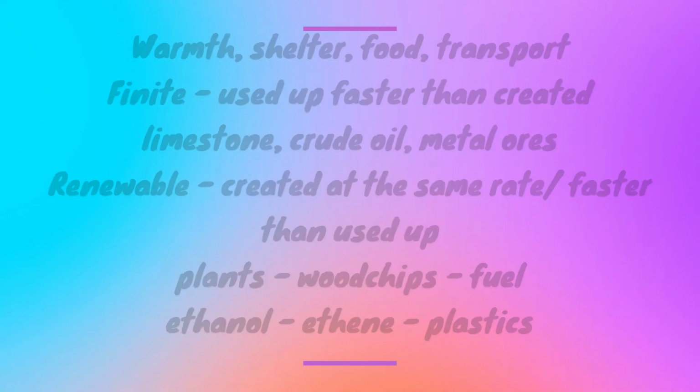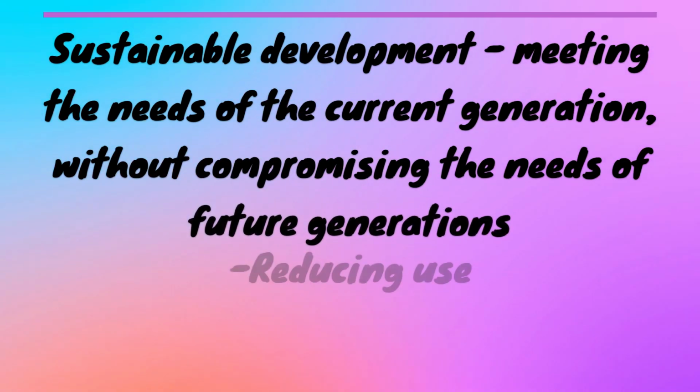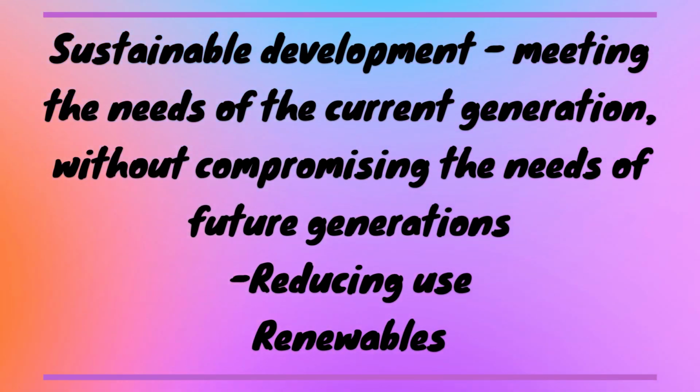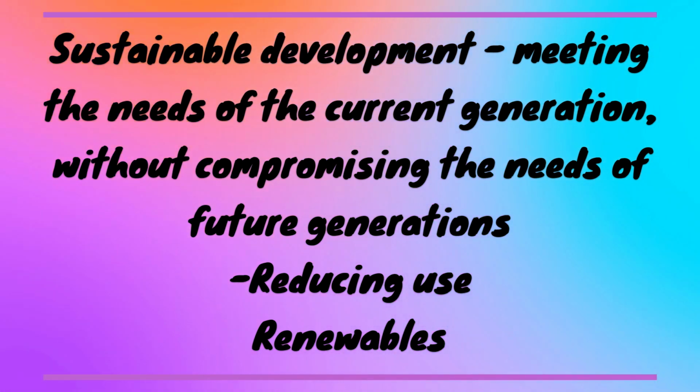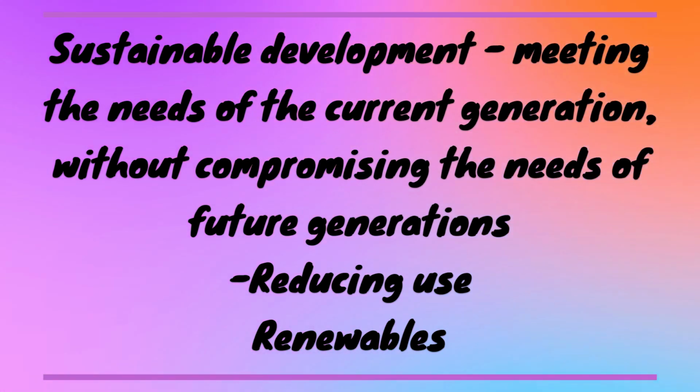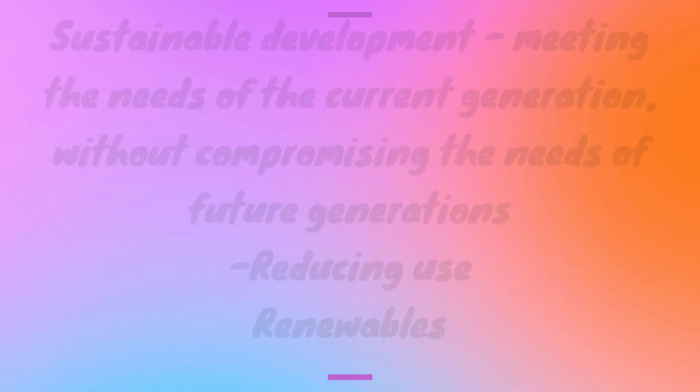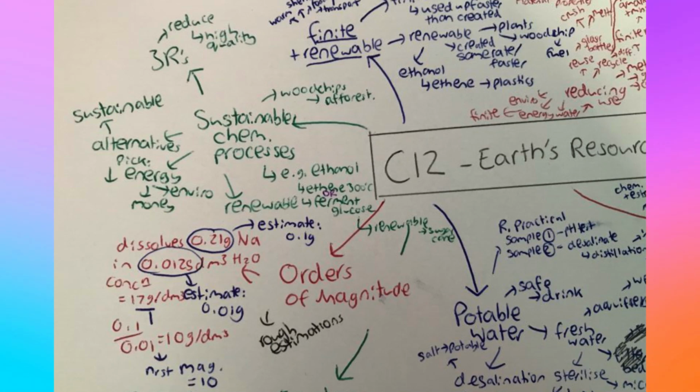plastics. And then we've got this term sustainable development, which is meeting the needs of the current generation without compromising the needs of future generations. So in order for that to happen, we need to decrease our use of resources, and we might need to look at using renewable resources. And we have our 3 R's: reduce, reuse, recycle. We need to be reducing our use of high quality resources.